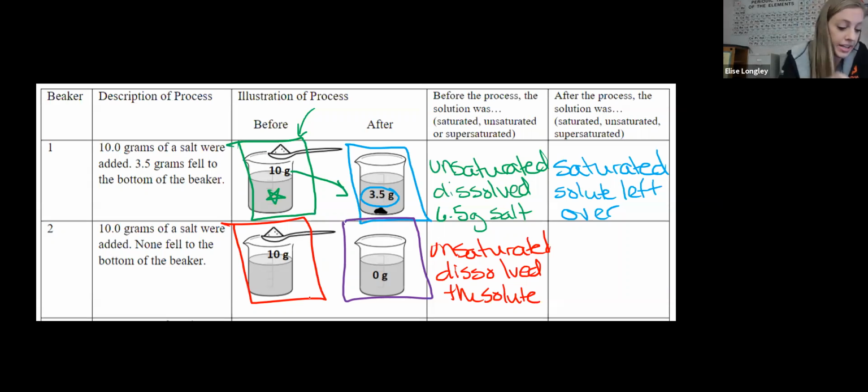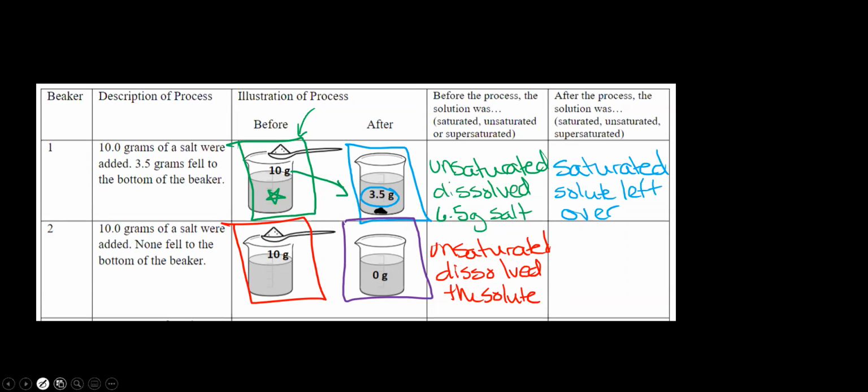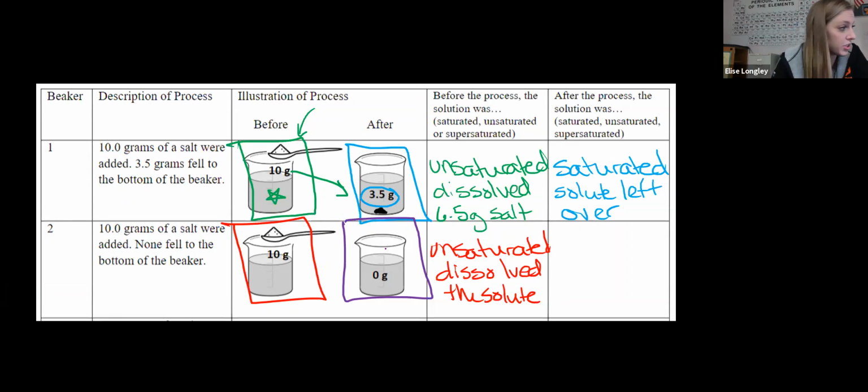Okay, lovely. Next one, and this is trickier than it looks, so I'm giving you a heads up. Trisha, there are 0 grams of salt left over. So what do you think this solution is? After we mix it all up, all of the salt dissolved. So what type of solution is this?